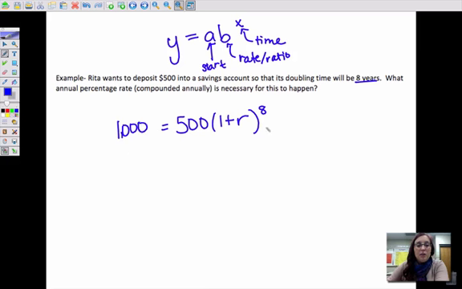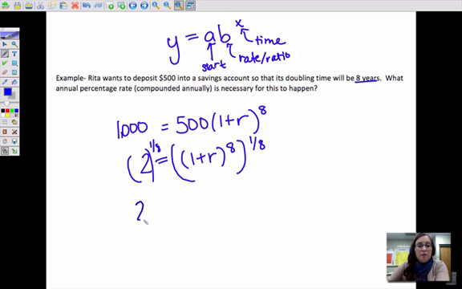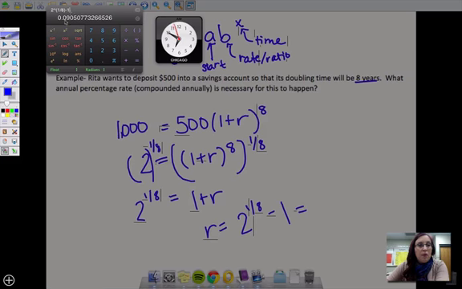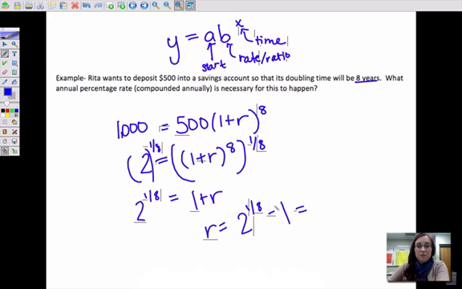Okay, so I have this equation set up. I'll divide by 500. Now I need to get rid of that exponent, so I'm going to take everything to the 1/8 power. So I have 2 to the 1/8 equals 1 plus r. And then subtract 1, and I've got my rate. 2 to the 1/8 minus 1, which equals, I did that already on my calculator, 0.09. So if I'm changing that back into a percentage rate, I'm going to say 9% approximately.